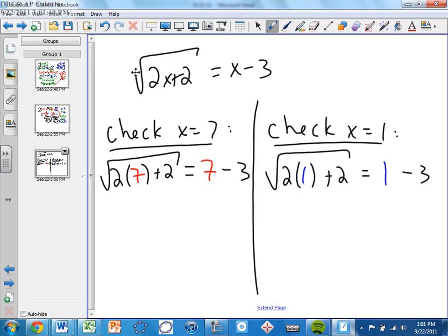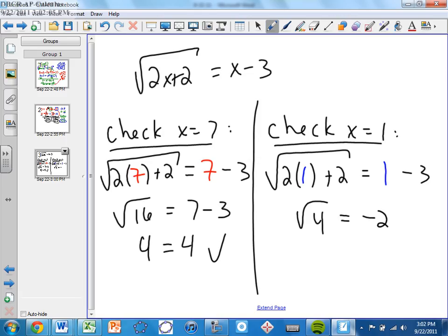On this side, 2 times 7 plus 2 is 16. So we got radical 16 equals 7 minus 3. What's radical 16? 4. 7 minus 3? 4. So that one works out. That's what we want. So we already can tell that the other one is going to be extraneous or wrong in a sense. Let's go through why. 2 times 1 is 2, plus 2 is 4, so we got root 4 equals negative 2.